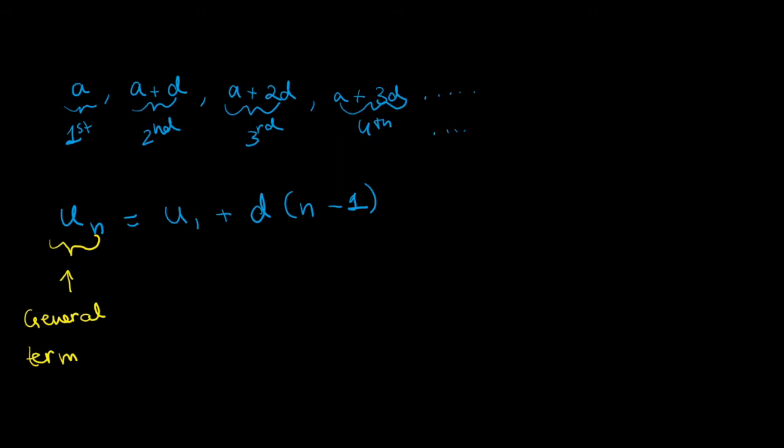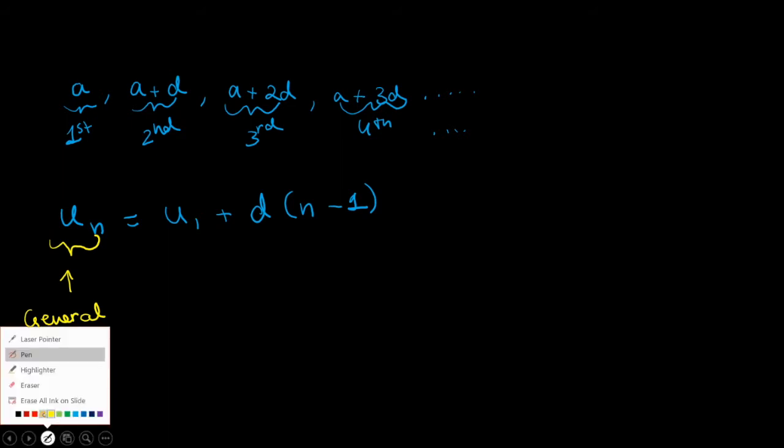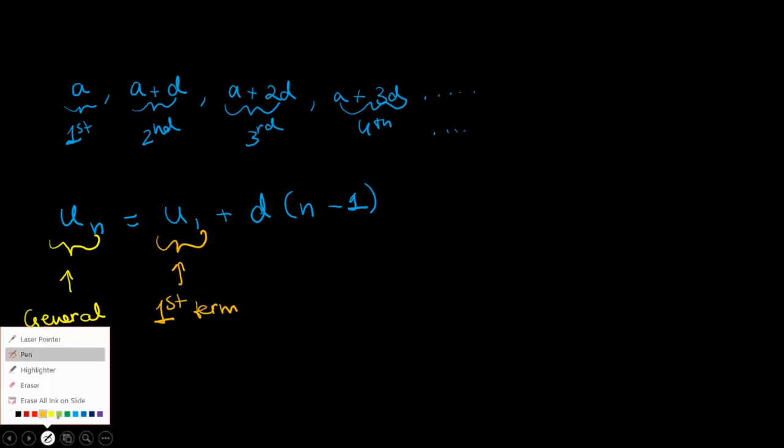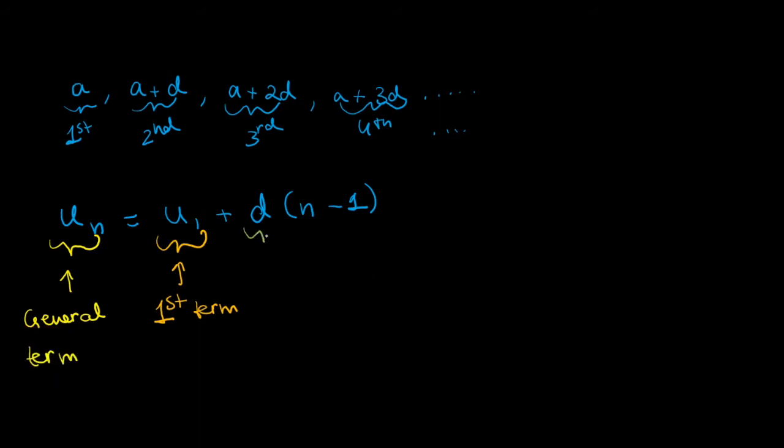Then we have U1. U1 is nothing but the first term. And oftentimes questions will ask us to find the first term. They might even give us an expression and say, find the first term. So what they're asking for is U1. And then we have our common difference. Oftentimes the questions will even ask us to find the common difference.